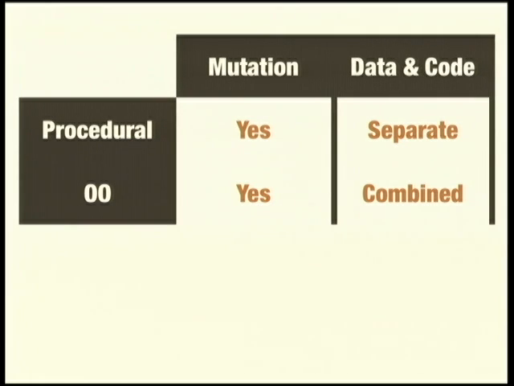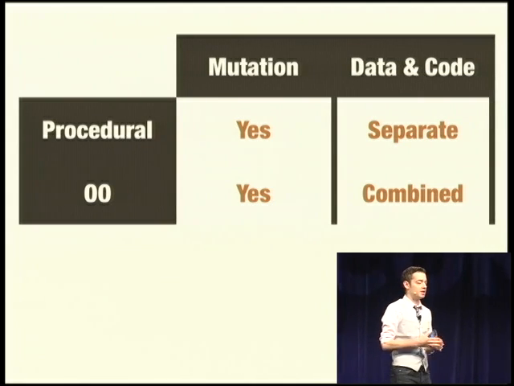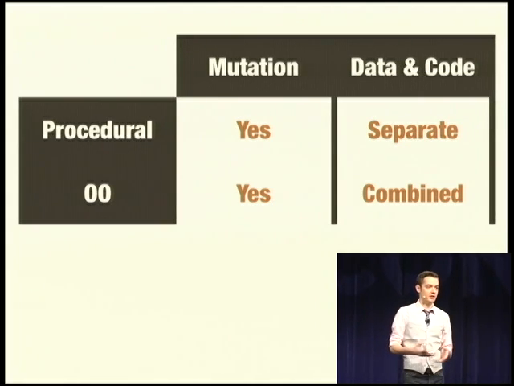So we have right now 2 ways of solving this problem of feeding walruses. They both involve mutation. One of them combines data and code into things that we call objects. The other one keeps the data and code separate and lets the code know about the deep structure of the data.